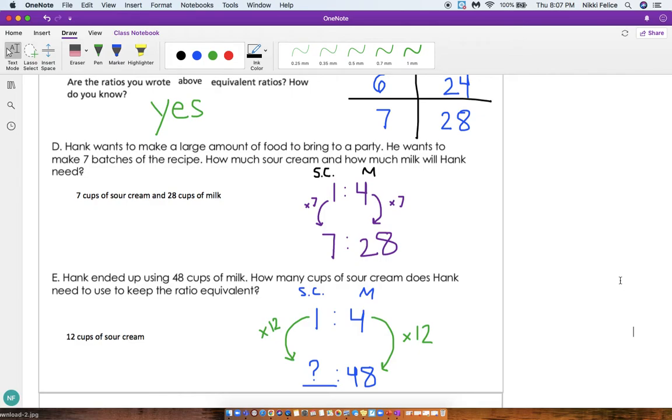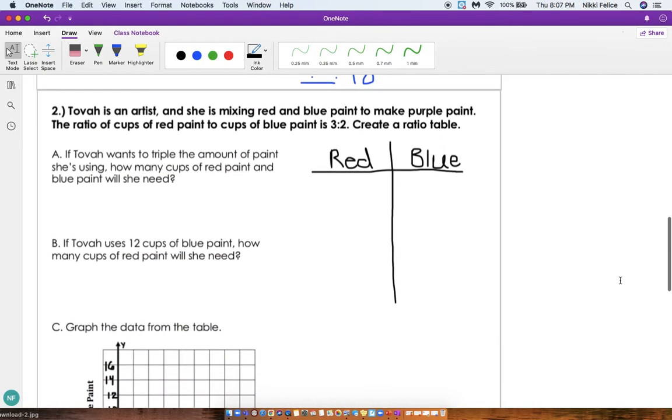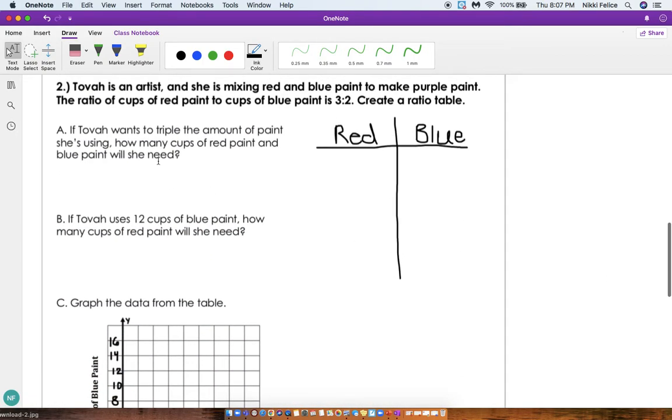Let's do one more problem together. Okay, here we go. Tova is an artist and she is mixing red and blue paint to make purple paint. The ratio of cups of red paint to cups of blue paint is 3 to 2. Create a ratio table.